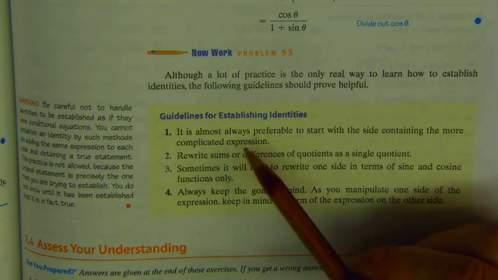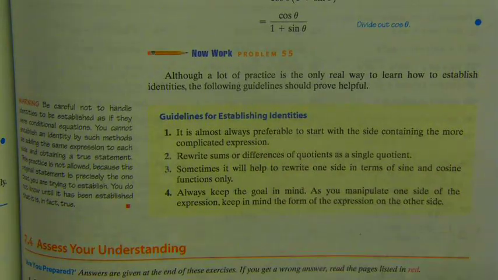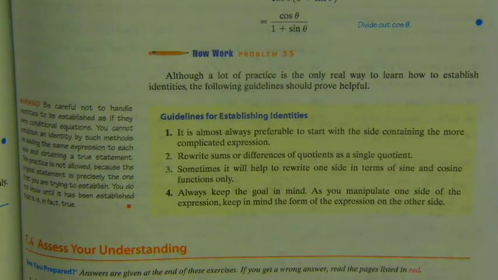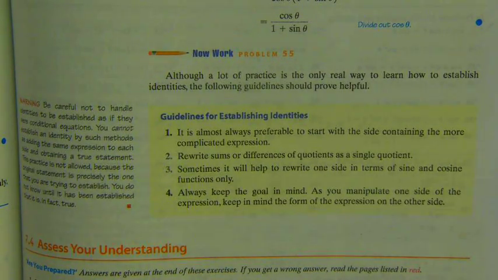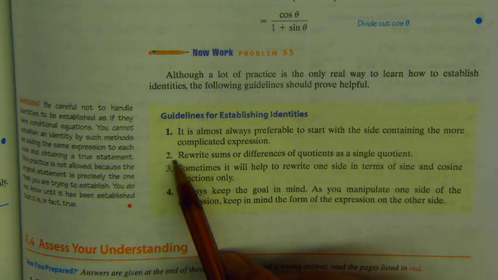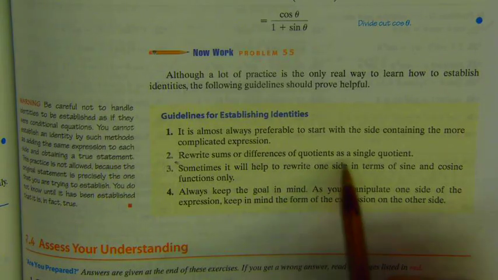It's almost always preferable to start with the side containing the more complicated expression. Okay? So technically, you don't have to start with the left side and try to get the right. You could start with the right and try to get the left. It doesn't matter either way, but usually, whichever side has more stuff, it's easier to go from that side to the side with less stuff. Because if you start at the side with less stuff, there's just not as much information there for you to know what to do. Second hint, rewrite sums or differences of quotients as a single quotient.